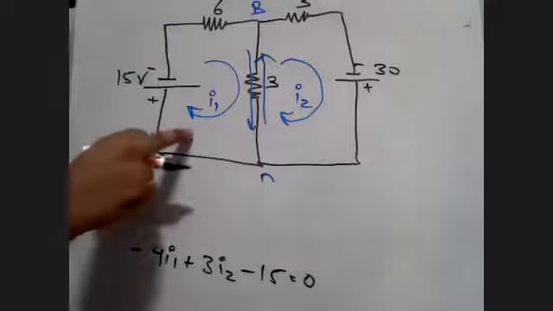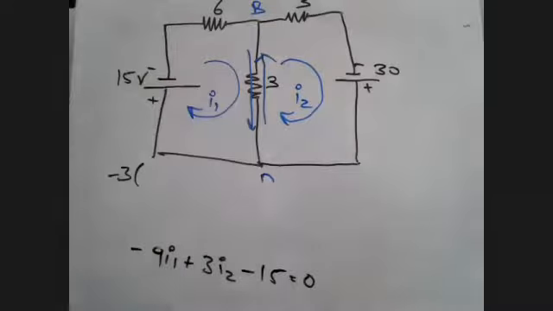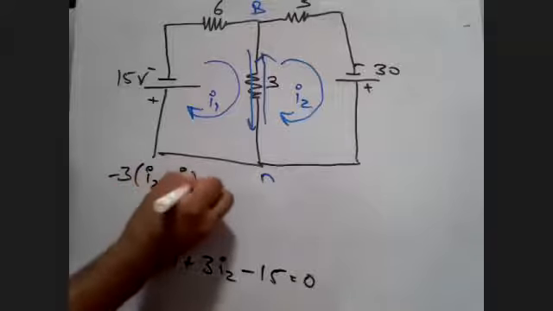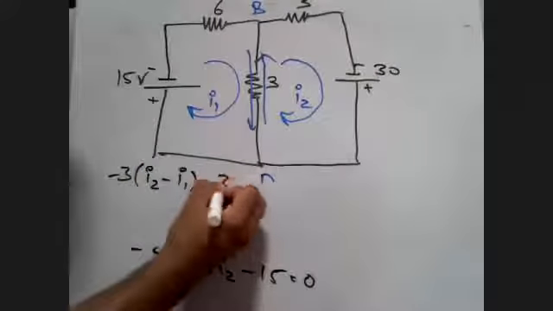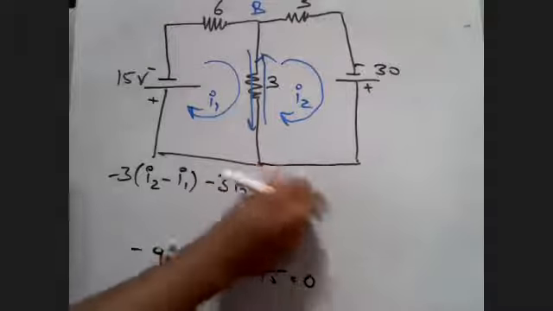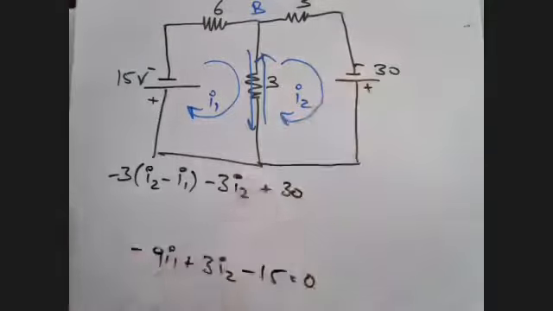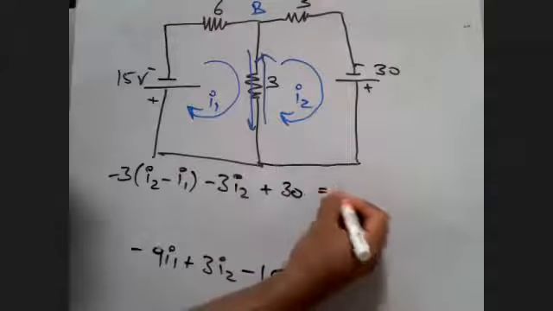Here you took it as I1 minus I2. Here you are considering priority I2. So it will be I2 minus I1, minus 3 times I2 minus I1. Then you go to minus 3 I2. Then you will go to plus 30 because you are going from negative to positive terminal, which is going to be equal to 0.